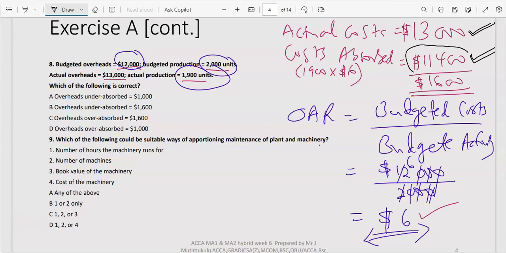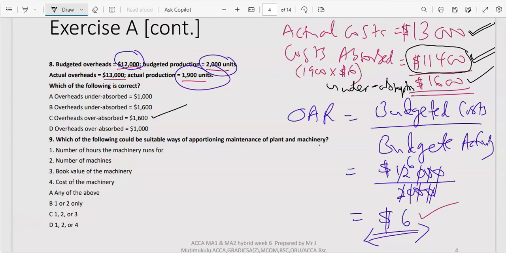The 11,400 is an under-absorption, all right? We under-absorbed by how much? We under-absorbed by $1,600. So this is an under-absorption. So our answer there should be C. Overheads were under-absorbed by 1,600. Okay?